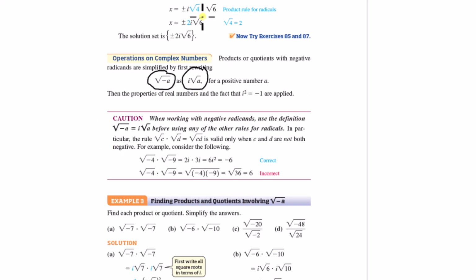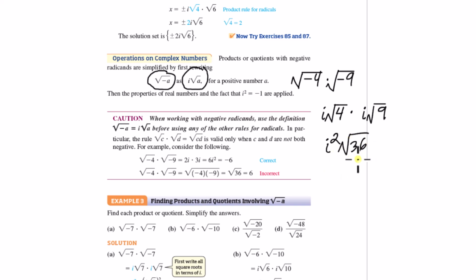And they're pointing this out because, okay, if we had the principal square root of -4 times the principal square root of -9. Well, again, the first thing you want to do, if you want to start simplifying this, is take out the i in each of these. Then you can start doing operations. So we could multiply these. We'd say i squared times, and then 9 times 4 is 36. Okay, so the principal root of 36 is 6. i squared is -1, so done.